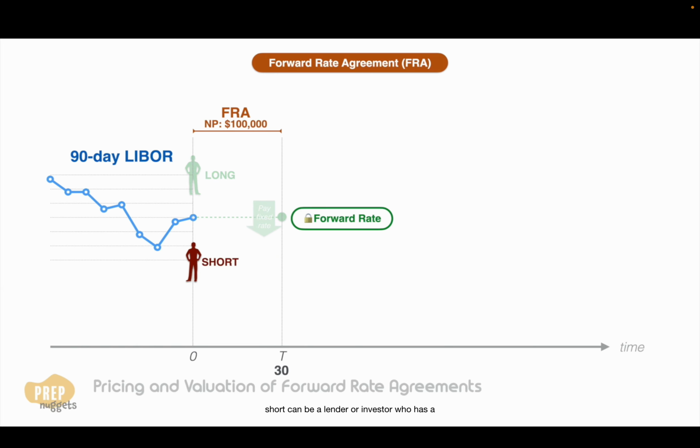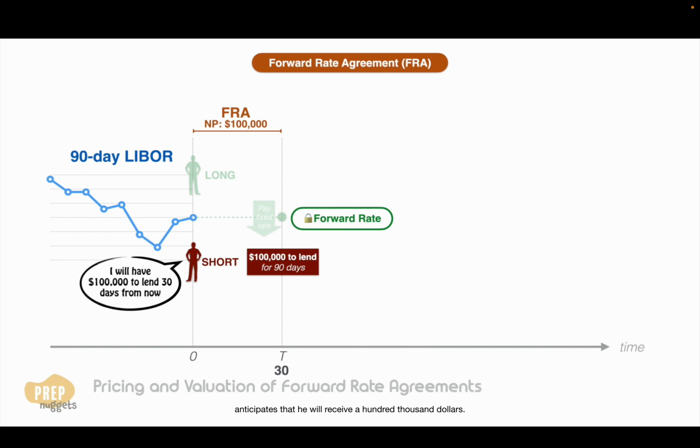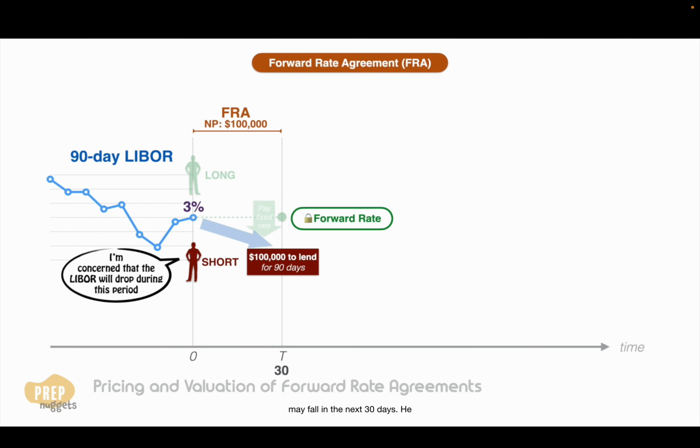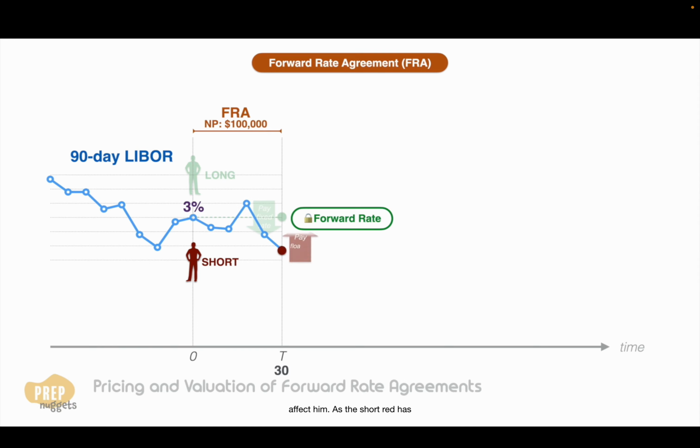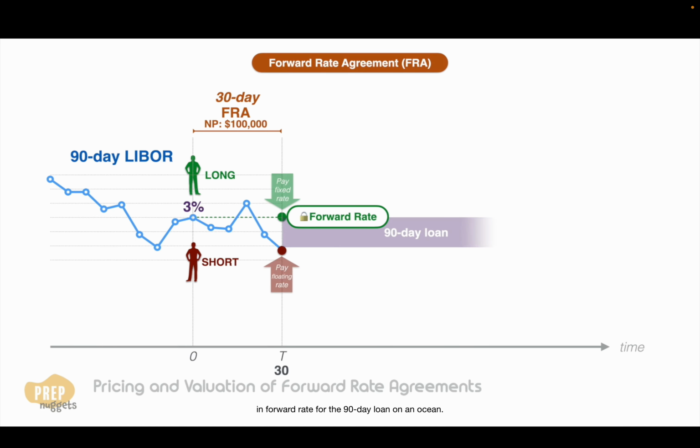The short can be a lender or investor who has a sum to lend in the future and wants to lock in the current interest rate. So, for example, Red anticipates that he will receive $100,000 in 30 days and is concerned that the interest rate may fall in the next 30 days. He locks in the same forward rate by taking the short position against Green. By entering the FRA, changes in the interest rates will not affect him. As the short, Red has to pay Green the floating rate at expiration of the contract. So Green and Red enter into a 30-day forward rate agreement with a locked-in forward rate for the 90-day loan on a notional principal of $100,000.